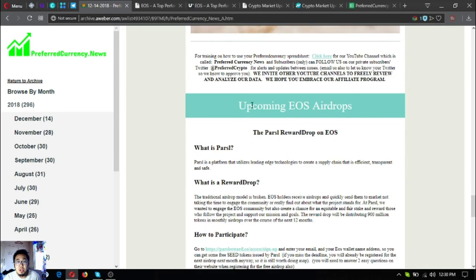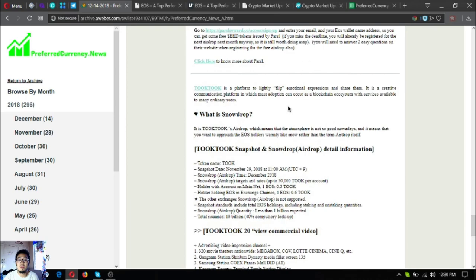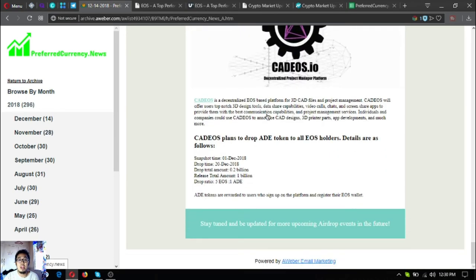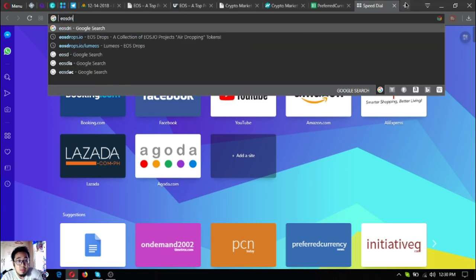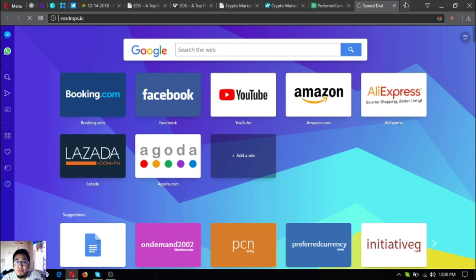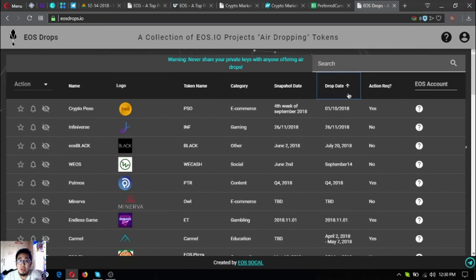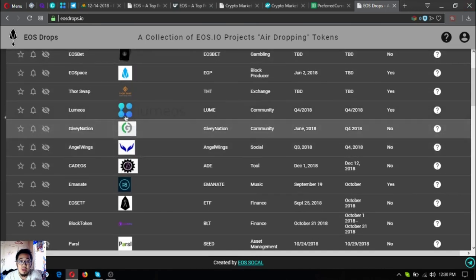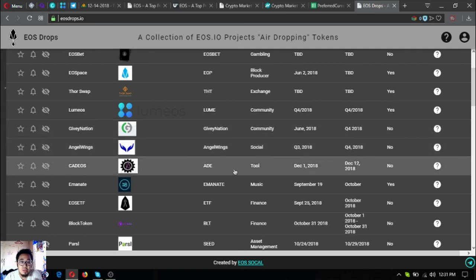All right, and also as usual, the upcoming EOS airdrops that are nearing their drop date. So as you can see here, the Parzival War drop, Tuk Tuk Snowdrop, and the candidate EOS.io. And also, if you want to see the full list of the tokens and coins, visit EOSdrops.io. Okay, so here is a website, and you can just click drop date twice. All right, so here are the airdrops that are nearing their drop date. So Lumius, Gibbonation, and Angel Wings, and of course, Cat EOS.